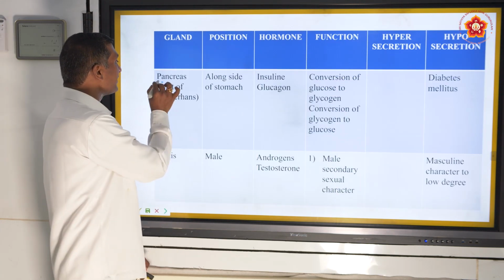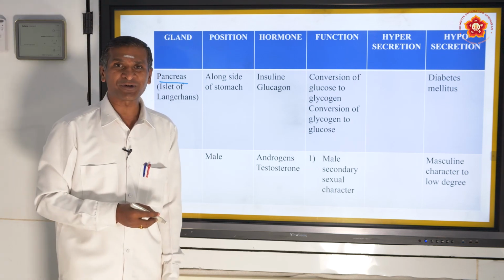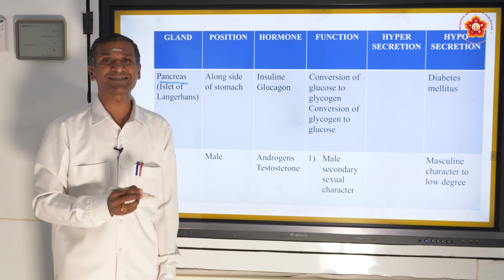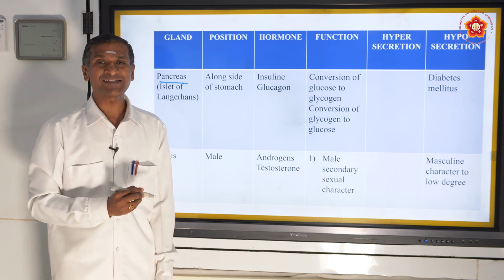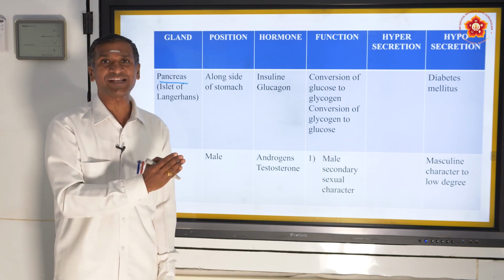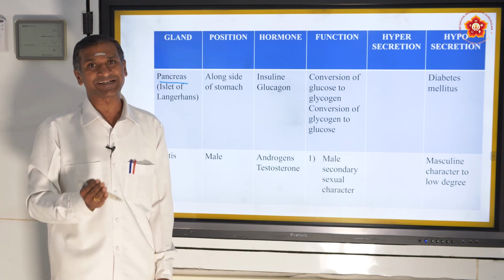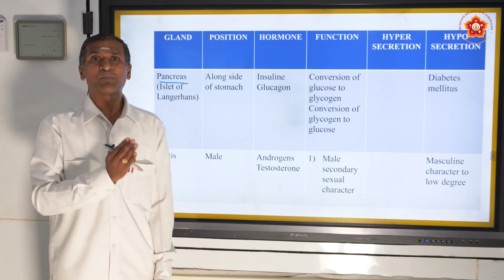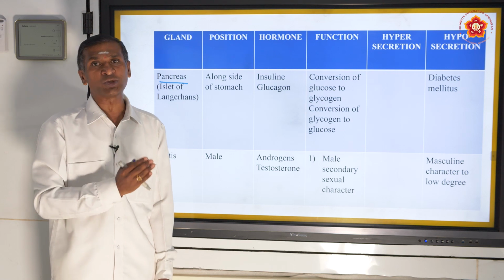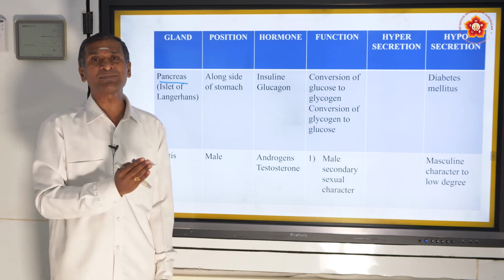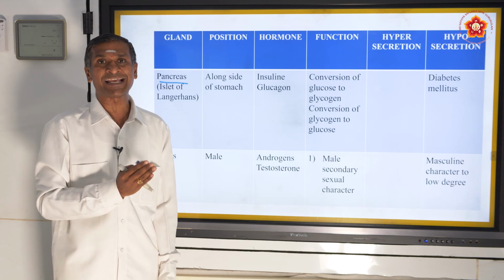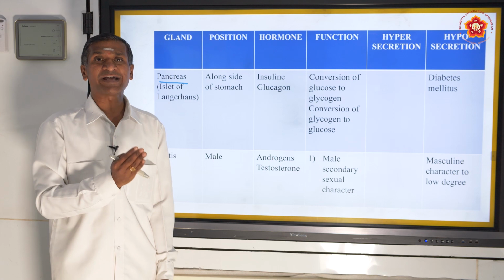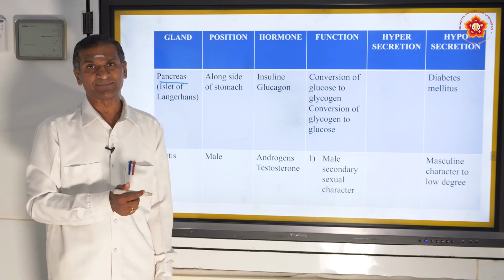The next gland, the pancreas. I already referred. The pancreas is also called which type of gland? Yes, it is a mixed gland because it functions as exocrine gland system and endocrine gland system. The exocrine part of the pancreas produces pancreatic juice and the enzymes called pancreatic amylase and pancreatic lipase for the chemical digestion of food in the body.